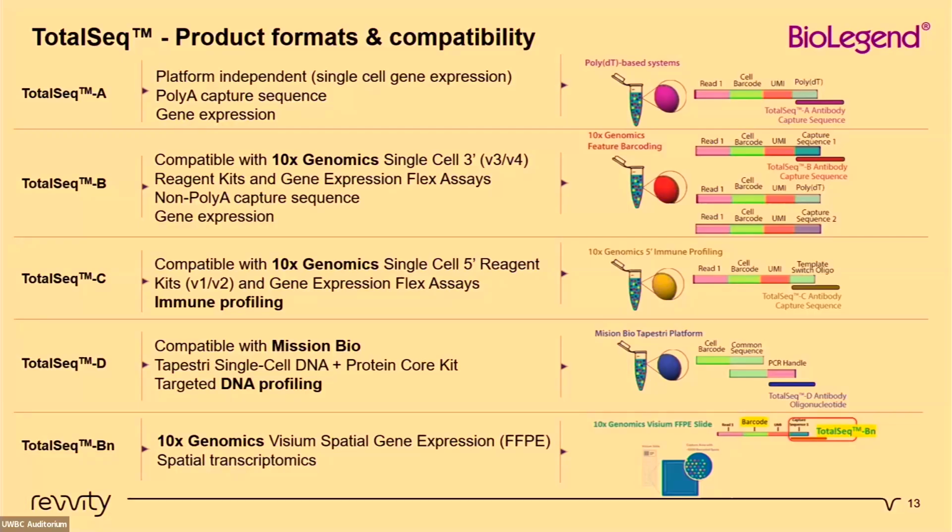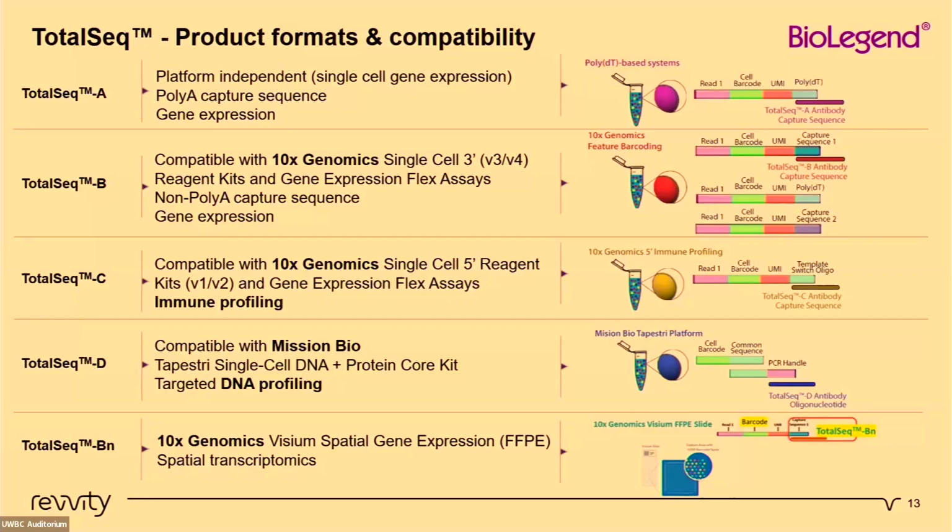And then our TotalSeq C products are compatible with 10x Genomics single-cell 5' assays and the Flex gene expression, and also enable you to do immune profiling, so the clonality of TCR and BCR, or VDJ, with the 10x immune profiling kits. Those have a unique sequence that's complementary to the template switching oligo on the 10x Genomics 5' assays.